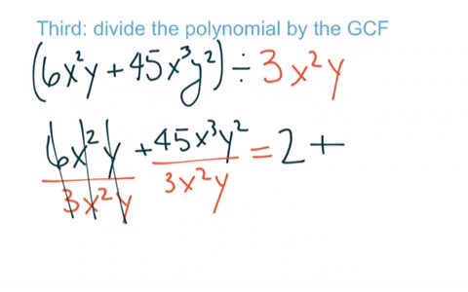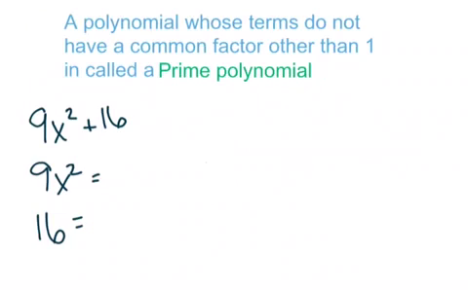So then we have over here 45 divided by 3 is going to be 15. Cancel those out. We have x to the third over x to the second. It's going to give us x to the first. Then we have y to the second over y to the first. That's going to give us y right there. Okay? Alright, so now we've just divided the polynomial by the GCF.